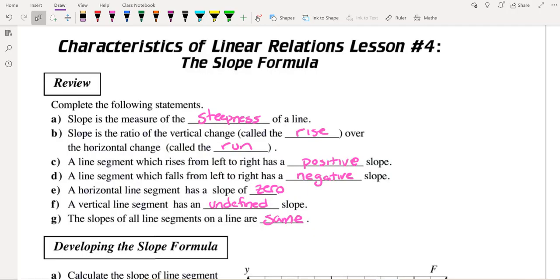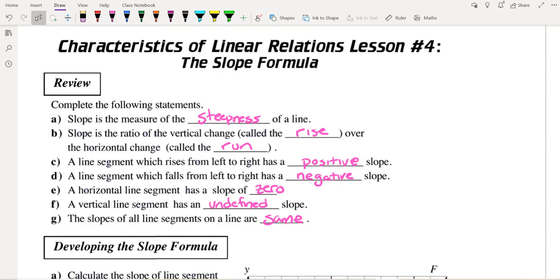Good morning. Yesterday we discussed how to find slope from a graph and some characteristics of it. Quick review. The slope is the steepness of a line, and the way we calculate it is the ratio of the change in the vertical distance divided by the change in the horizontal distance.